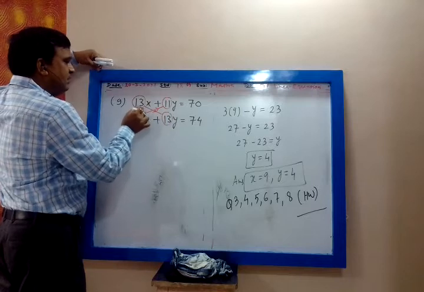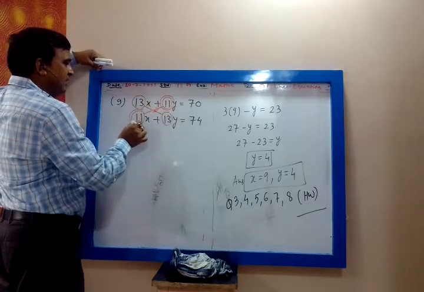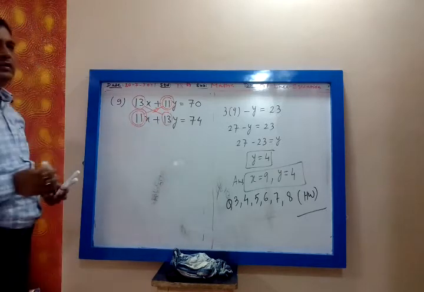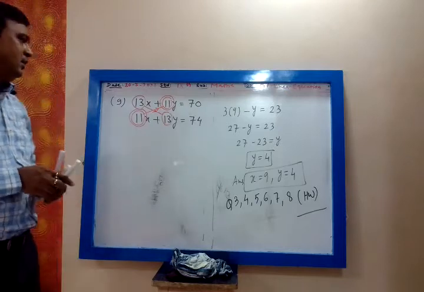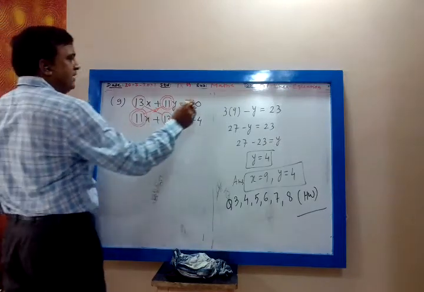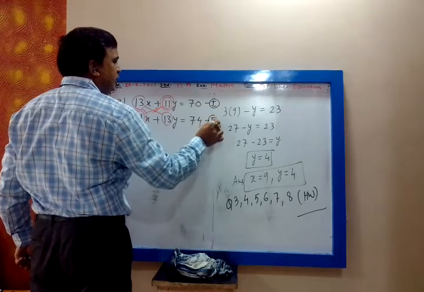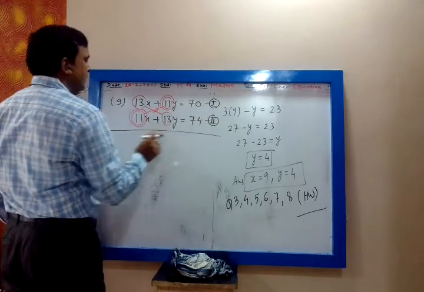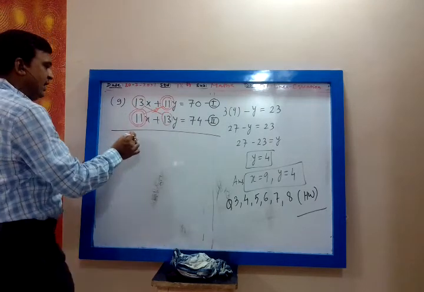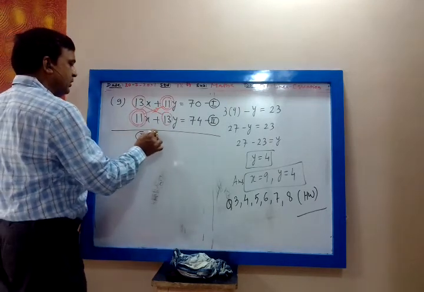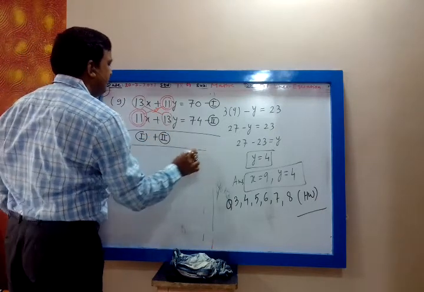Okay, so this you have to remember. Whenever diagonal coefficients are same, you have to first add both the equations. So this is my equation number 1, this is my equation number 2. Whenever diagonal coefficients are same, you have to first add 1 plus 2. Equation 1 plus equation 2. Let us see what happens.